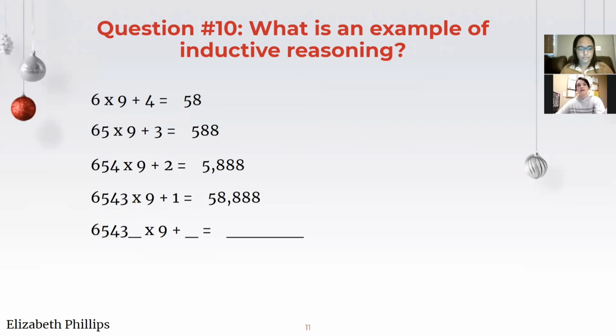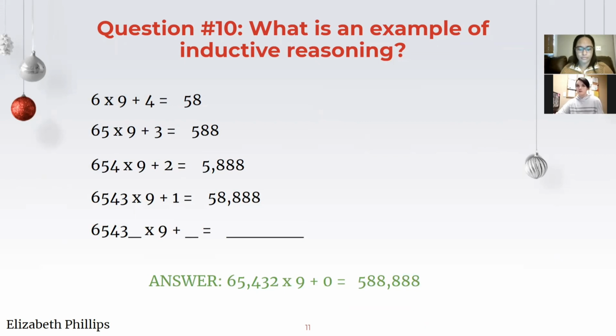Given that we're counting down from our 6, we can automatically assume that our blank number after 6543 would be a 2. So we'd have 65,432 times 9, and assuming that our 4 is still going down a digit with every problem, we can automatically assume that that blank right there is going to be a 0.